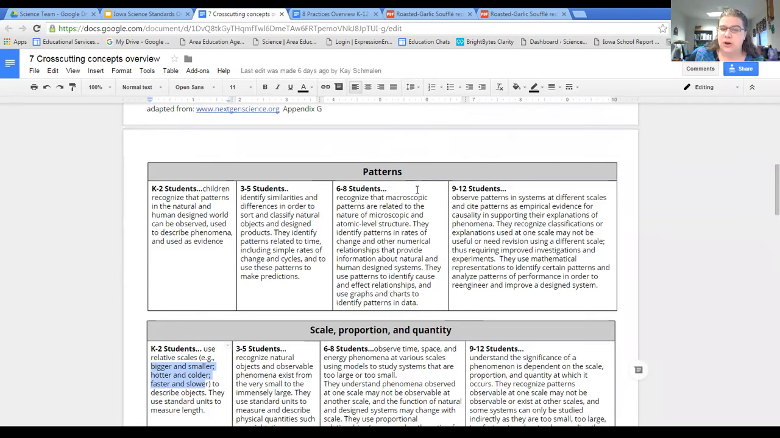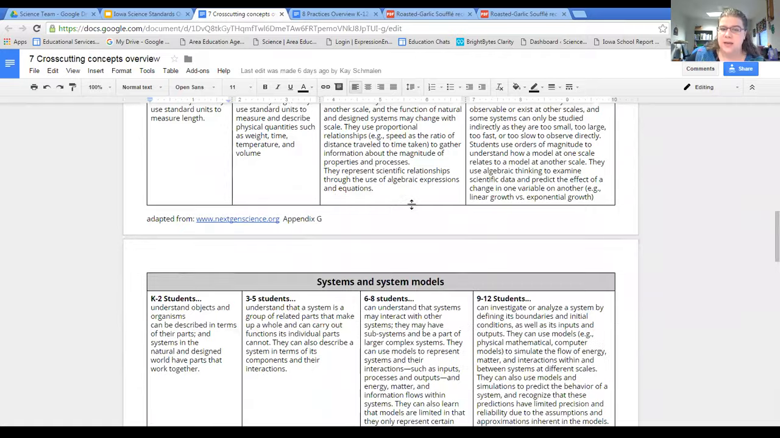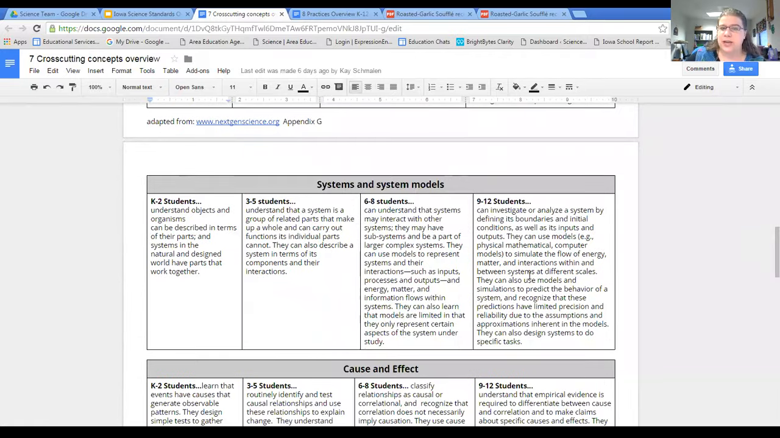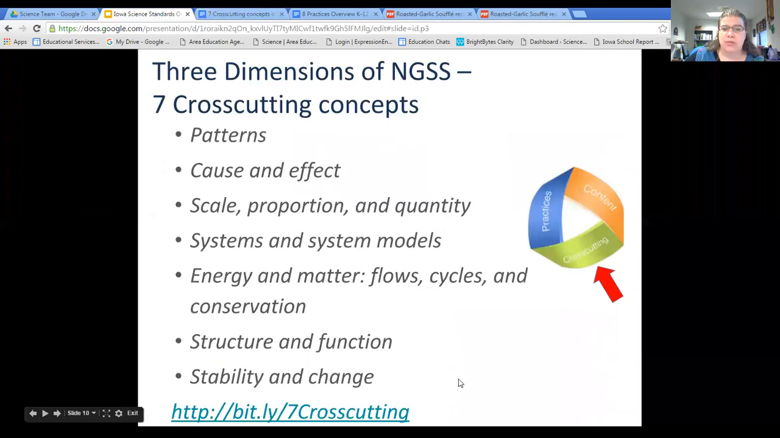This document will take all 7 cross-cutting concepts and break them down so that you're able to see those and how they would progress, again, from kindergarten all the way up through 12th grade. That is available, again, through a bit.ly link. So your bit.ly with the dot between the T and the L, and then your /7 cross-cutting is the URL for that. Again, the C must be capitalized. These are case sensitive.